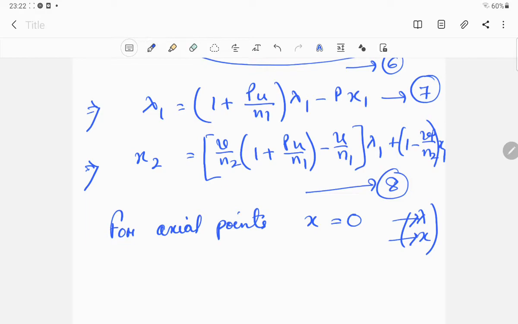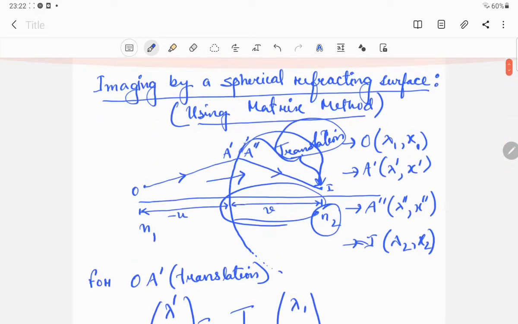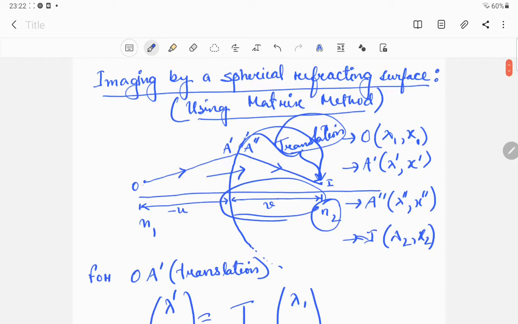So if the object is an axial point, what should happen? x1 should be equal to 0. Looking back at the diagram, this point will not be at this height; it will be like this. So for this there is no height, so x equals what? 0, or x1 equals 0. Let me clear this diagram, so many things are there.